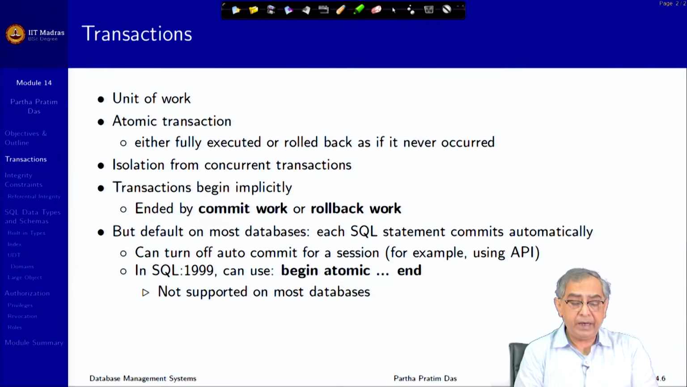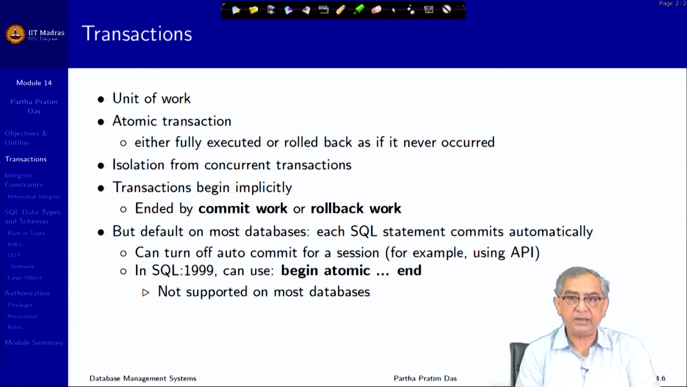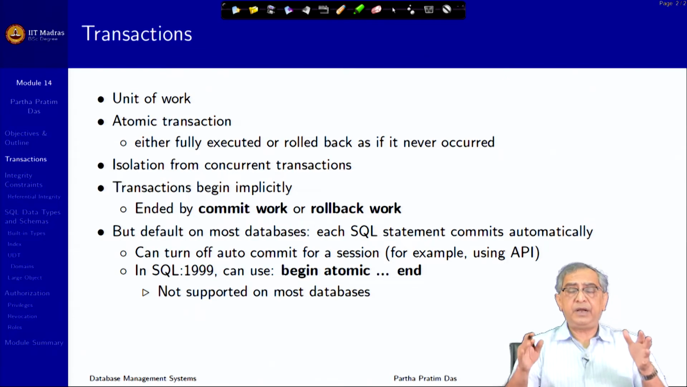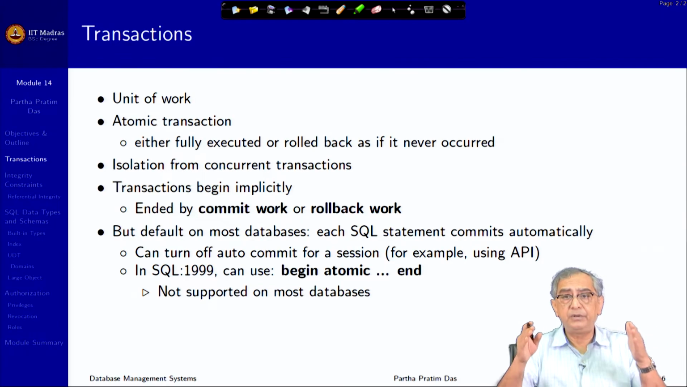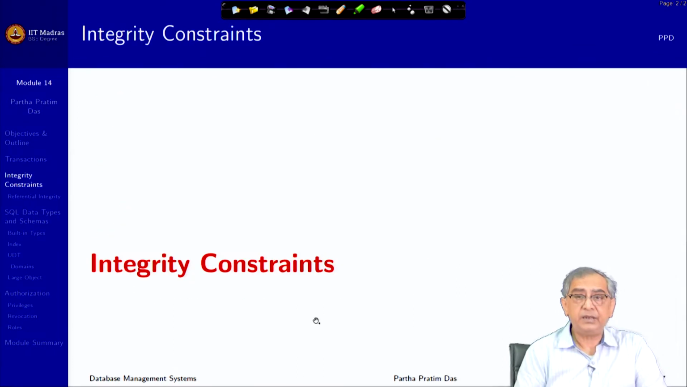Transactions begin implicitly, but are ended explicitly by either committing the work, which is a commit, or rolling back the work, rollback. That is, there was some error, so you have to undo whatever you have done and go back to a previous consistent state. Many databases do commit by default, but it can be turned off as well. The rollback obviously will be explicit, based on whether something has happened. Transactions are a very key area, and we will have a separate set of modules to discuss various aspects of the transaction and how to ensure atomicity and isolation, the ACID properties, as they are called.